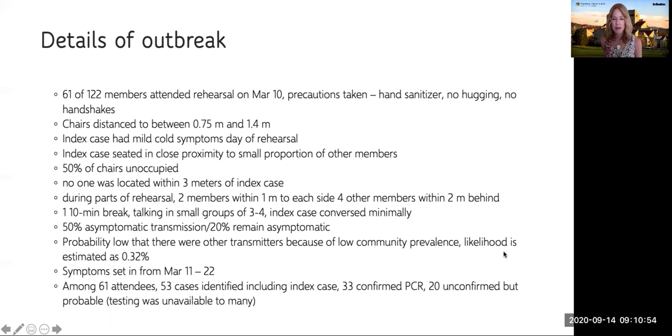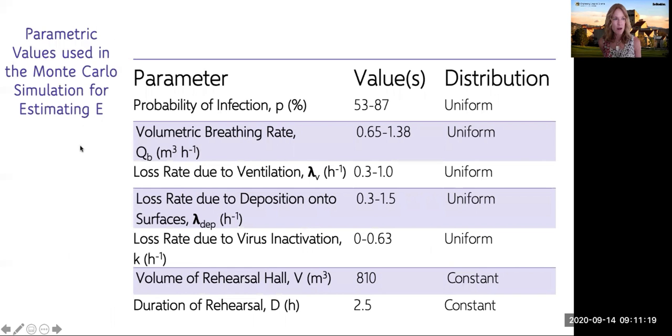We estimate the likelihood of an asymptomatic transmitter as around 0.32%. Symptoms set in for the members of the rehearsal from March 11 to 22. Among 61 attendees, we have 53 cases identified, 33 confirmed with PCR, and 20 unconfirmed, but testing was unavailable to many. These are the parameters that we used in our Monte Carlo simulation.